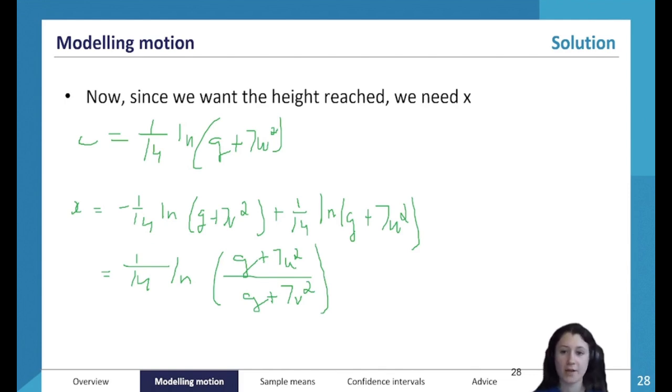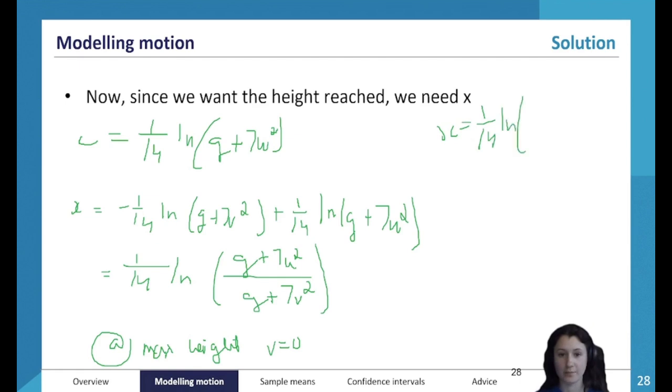Alright, the final thing we need to do is just remember that, as we went through before, at the maximum height, the velocity is equal to 0. So all we need to do is just sub v equals 0 in. So we're going to have x equals 1 on 14 ln((g plus 7u squared) over (g plus 7, g)). Alright? And that will be our answer there.